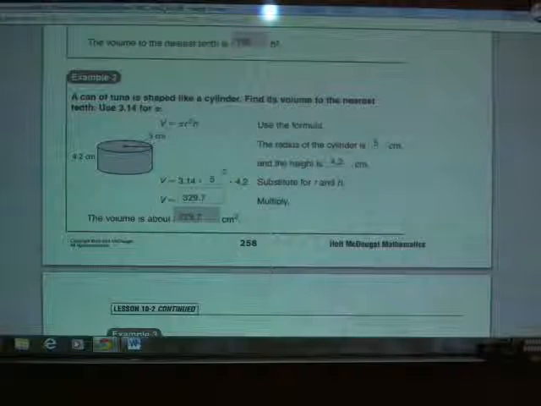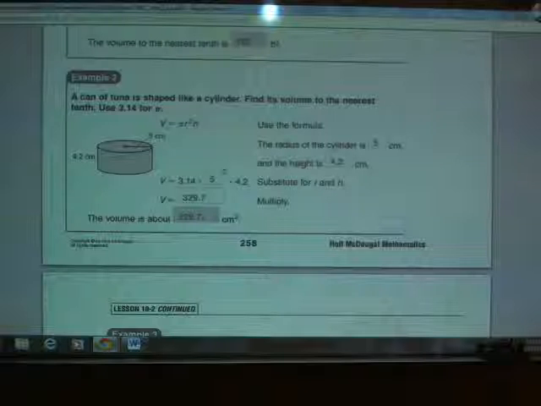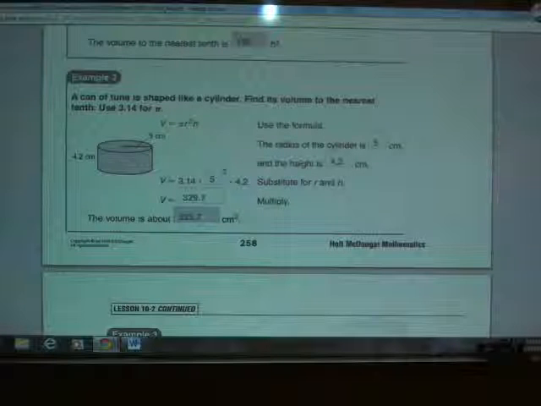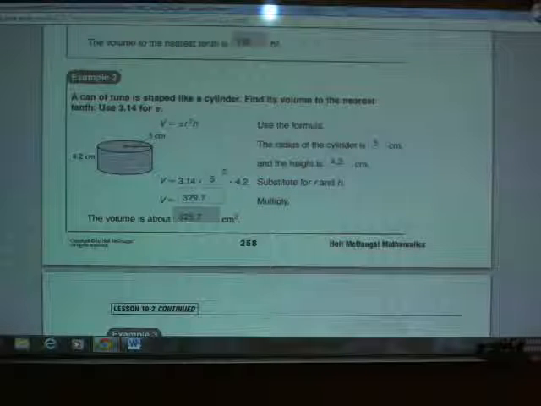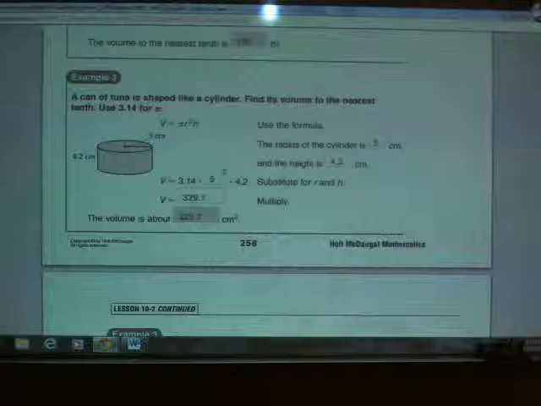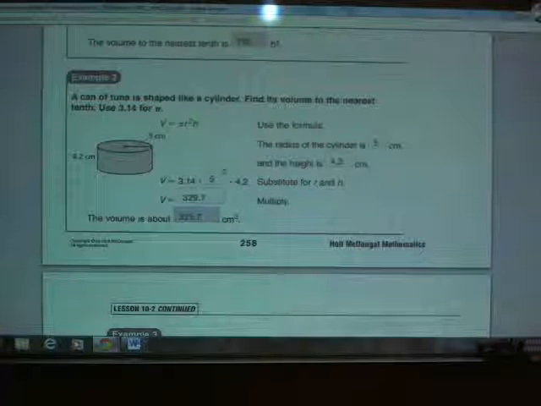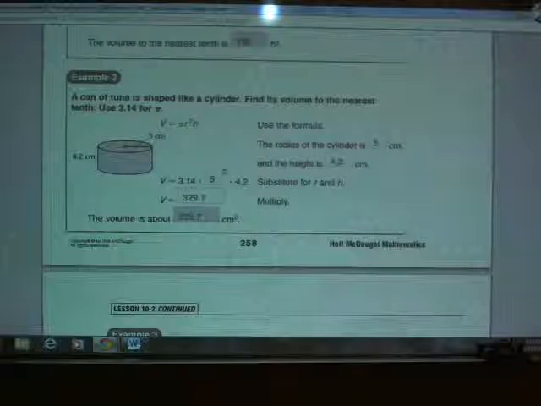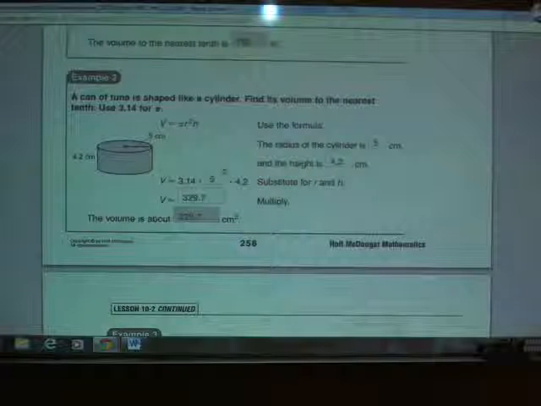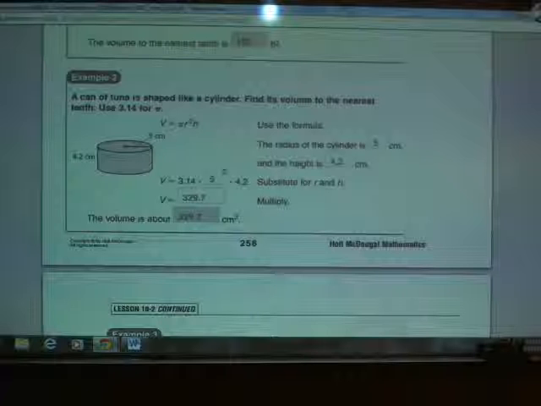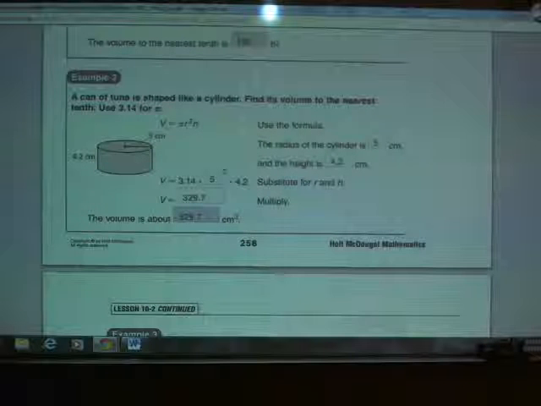And when I multiply those three numbers together, 3.14, 25, and 4.2, the result is approximately 329.7. Remember, we've estimated 3.14 is pi, so we can never say this is an exact answer. But the volume of the tuna can is about 329.7 cubic centimeters. Again, units are always going to pop up, units cubed here. So centimeters cubed makes good sense.